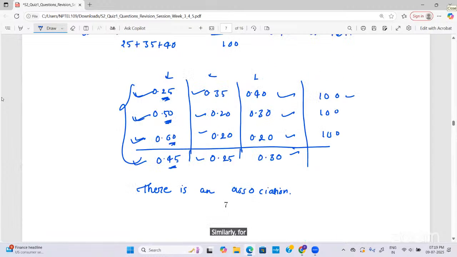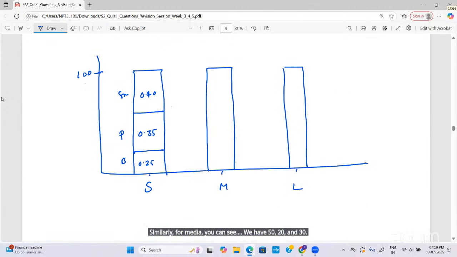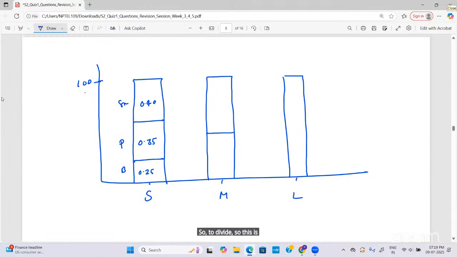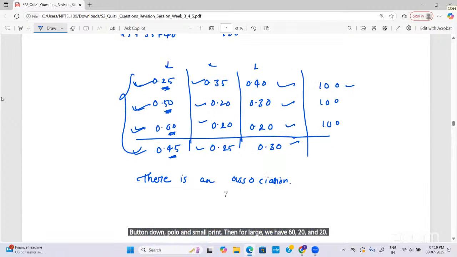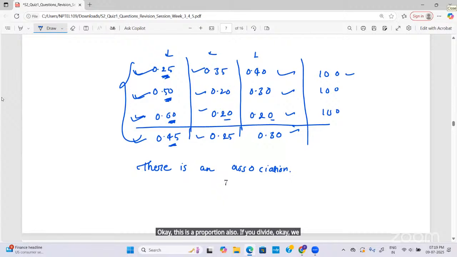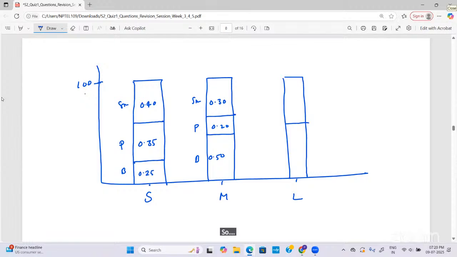Similarly, for medium, you can see we have 50, 20, and 30. So if you divide, this is 0.50, this is 0.20, this is 0.30, right? Button down, polo, and small print. Then for large, we have 60, 20, and 20. This is a proportion also. We have to take the proportion or the percentage. So this is 60%, this is 20%, this is also 20%, right?